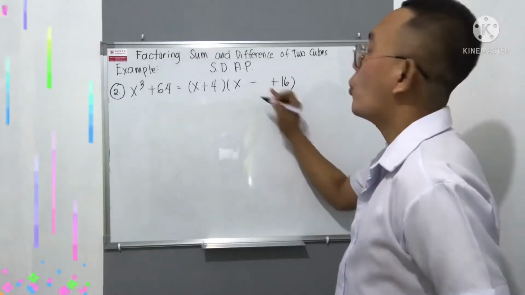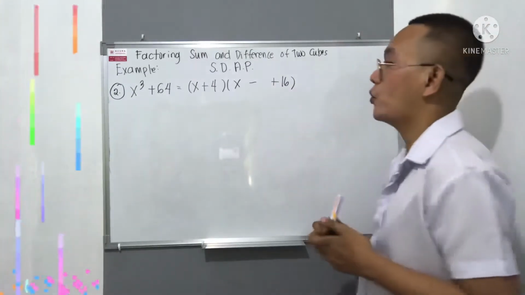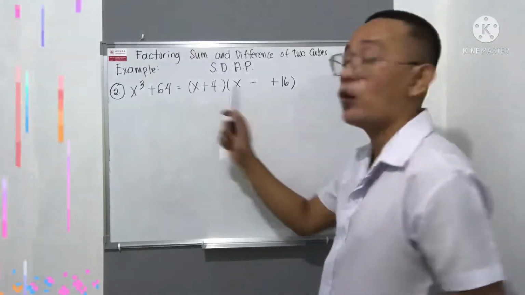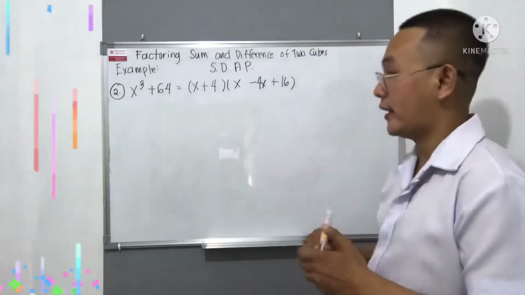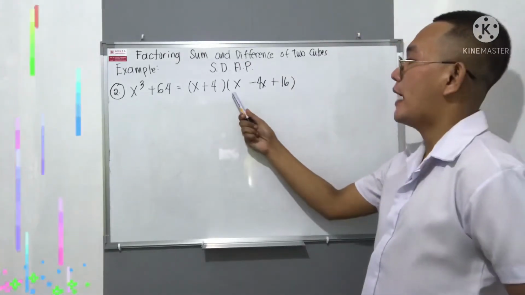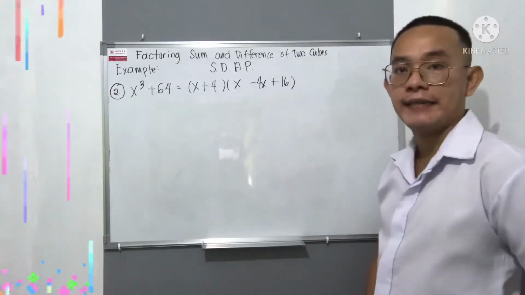Okay, so paano natin makukuha yung middle term ng ating second factor? So, times natin yung x times 4 or 4 times x equals to 4x. So, eto na ngayon yung final answer natin. (x plus 4) times (x squared minus 4x plus 16).